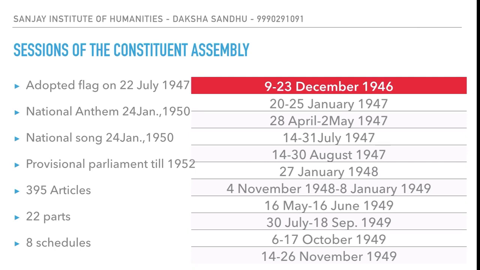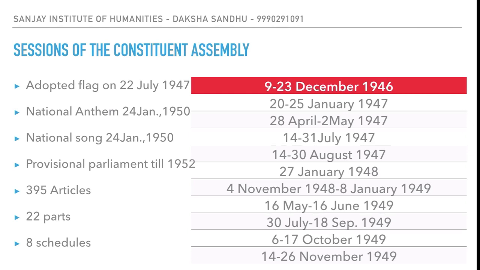There was this provincial parliament, or you can call it the interim government, which existed till April 17, 1952. On the day of 26 November 1949, 284 members signed the document which is called the Constitution of India, and on that day the constitution consisted of a total of 395 articles, which were divided into 22 parts and 8 schedules.